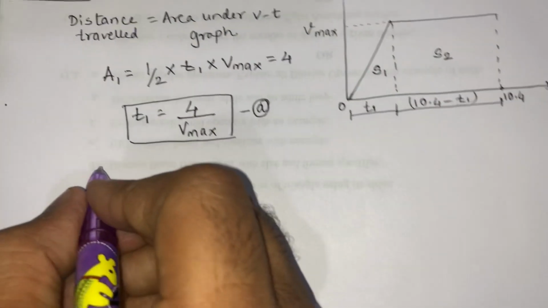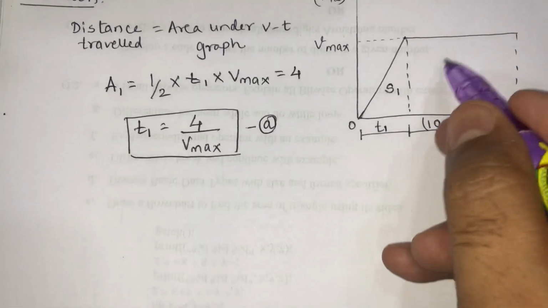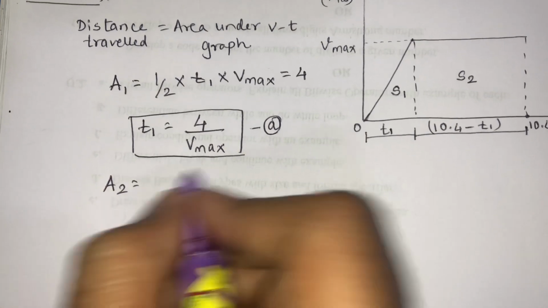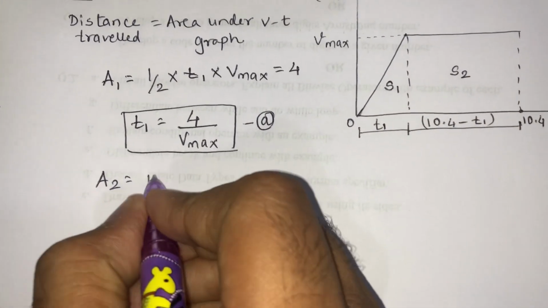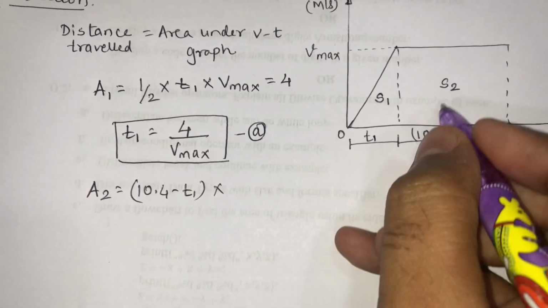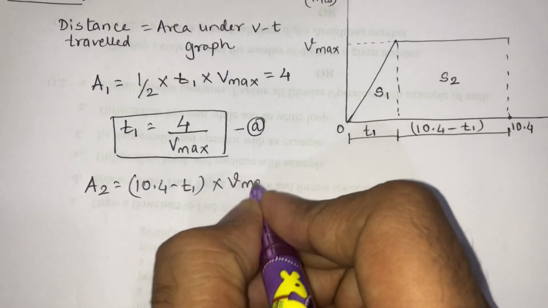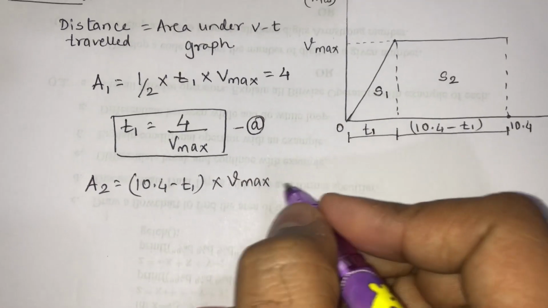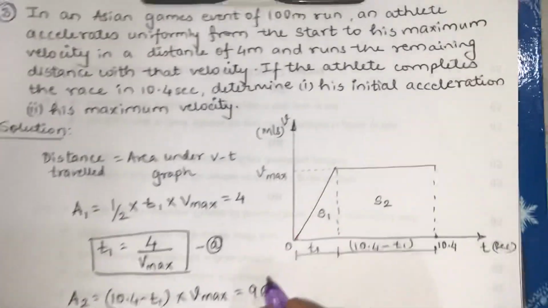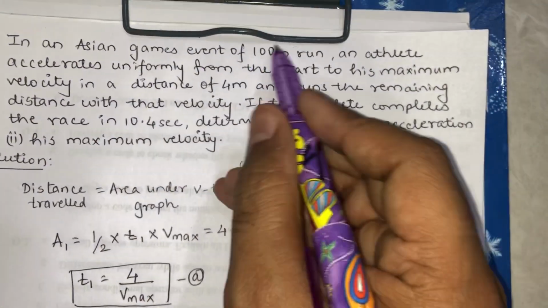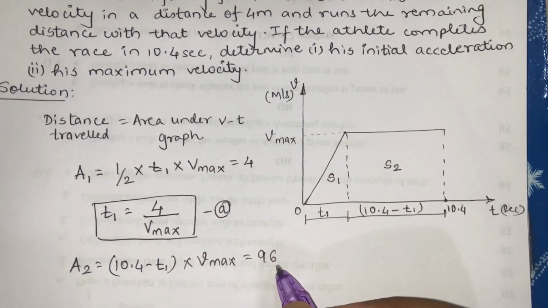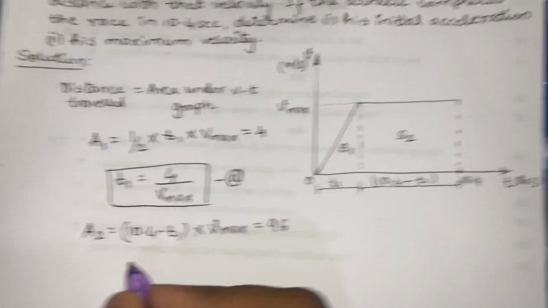Similarly, the next section of the problem: A2, as it is a rectangle, will be 10.4 minus t1 into the height, which is V max. So that equals 96. Now how come 96? The question says that the complete run is 100 meters. So if 4 meters is already covered, then the remaining is 96 meters.